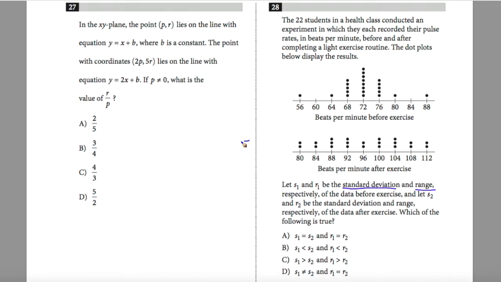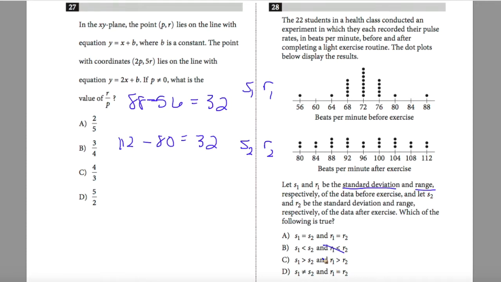So S2 and R2 are referring to the second, and S1 and R1 are referring to the first. And I see here immediately that in order to calculate my range, I have 88 minus 56, if I'm referring to my largest minus my smallest, for the prior exercise, and this will give me 32. And then 112 minus 80 here is also going to give me 32. So here I have 32, 32. So I know my ranges are equal, so these are crossed out. I know it either has to be between A and D.